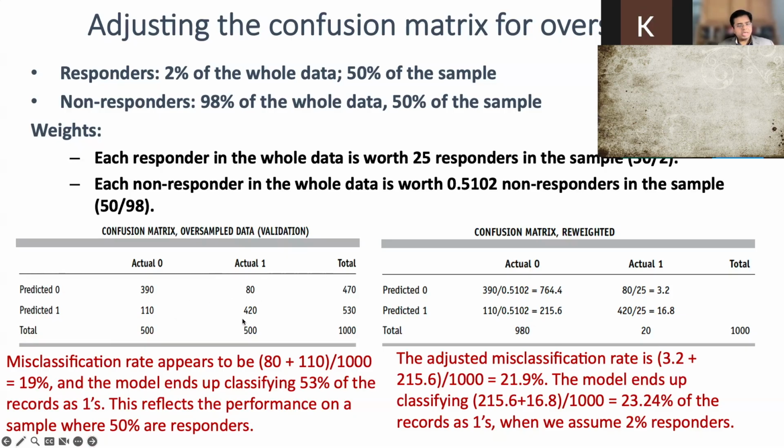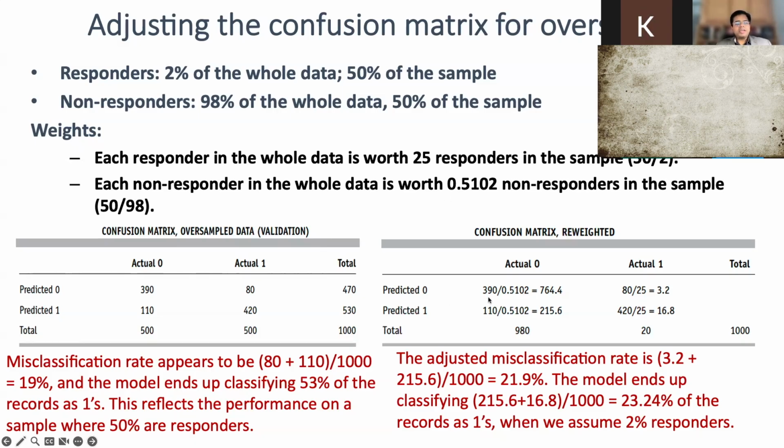We have the confusion matrix, but it will need to be reweighted, and that's the reweighting process that we are doing here. So what we do, as you can see here, is adjust it based on these two weights that we just identified, right? So that 390 was for the predicted non-responders who are actual non-responders, but we know that the non-responders weight is 0.5102.